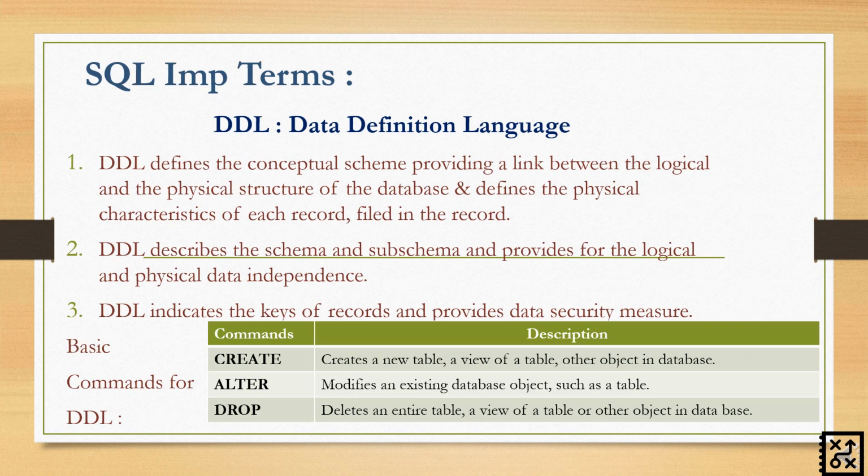Now we can understand SQL important terms. DDL stands for Data Definition Language. DDL defines the conceptual schema, providing a link between the logical and the physical structure of the database, and defines the physical characteristics of each record, field in the record. DDL describes the schema and subschema and provides for the logical and physical data independence. DDL indicates the keys of records and provides data security measures. As you can see here, some basic commands and their description is mentioned in the table. Please note it down for the references.